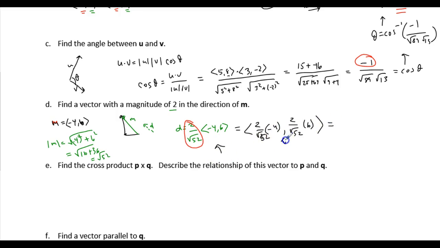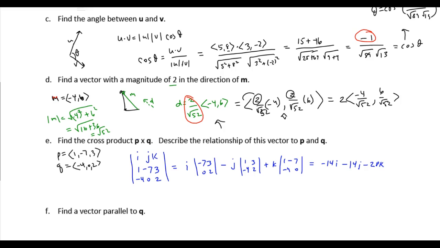Any of these would be fine. I think the answer key had the 2 come out of it, and it would be negative 4 over root 52, 6 over root 52. You could do radical simplification if you wanted to as well. So that's the idea: you just take m and shrink it down by some factor.